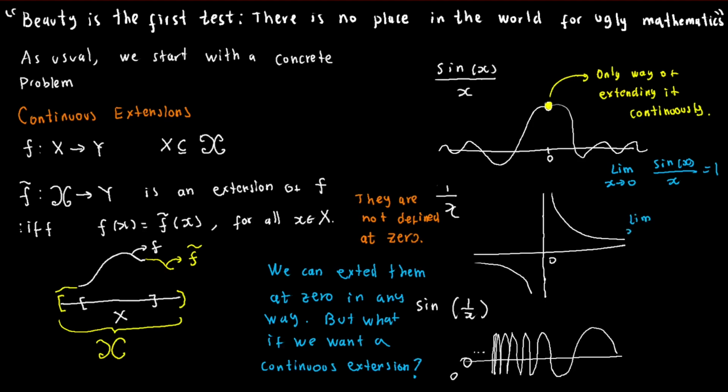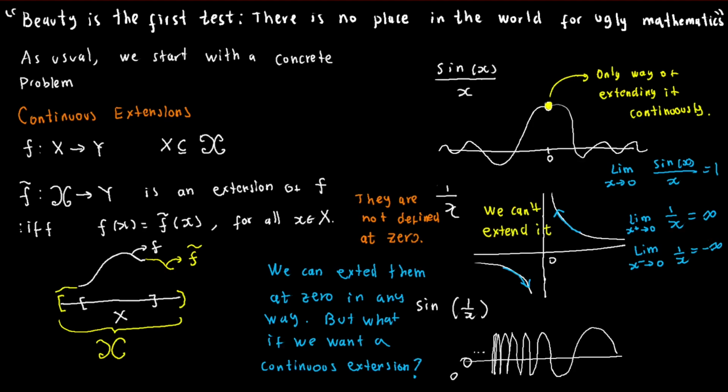But when we try to extend the function 1 over x in the same way, we hit a roadblock. As x approaches 0 from the right, the function shoots up to infinity, and as x approaches 0 from the left, it plunges to negative infinity. There's no single value we can assign at 0 to make the function continuous.